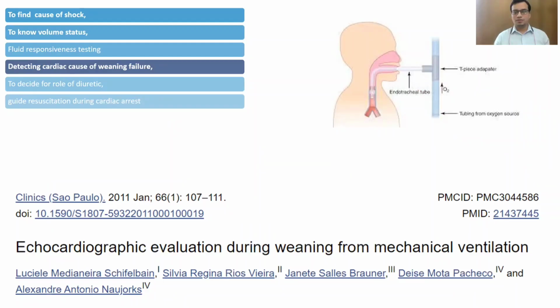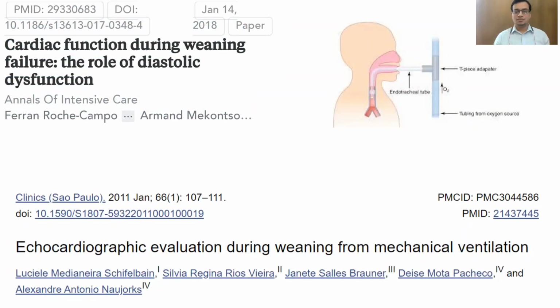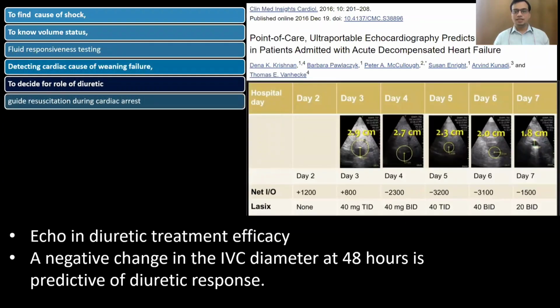Isolated diastolic dysfunction was associated with a prolongation of weaning. Increased filling pressure with left ventricle relaxation impairment may be the key mechanism of weaning-induced cardiac failure, and that has to be detected using the transthoracic echocardiography. IVC diameter has been correlated with the atrial and left ventricular filling pressures and NT-proBNP values.